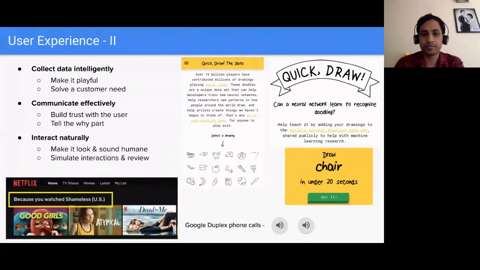The last part is, many times I hear feedback saying that data science products look very robotic in nature, and that is where as PMs we need to make them as natural as possible. And I can't think of a better example than Google Duplex. I think there was a Google I/O last year where they showed the Google Assistant doing automated phone calls to a salon and booking an appointment on my behalf, right?